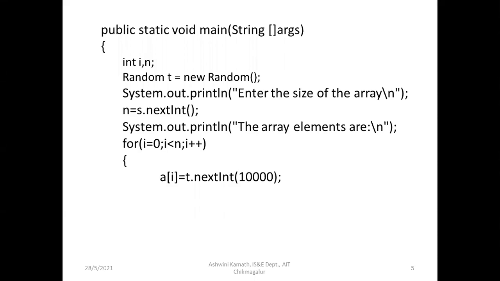You can notice here t.nextInt. This nextInt is present in the Random class. nextInt is a method or function which is present in the Random class. For this, we are passing 10,000. 10,000 means we have to generate numbers within 10,000. The maximum value that gets generated is 9999. Okay, 0 to 9999. From these 10,000 values only, it will generate the values repeatedly.